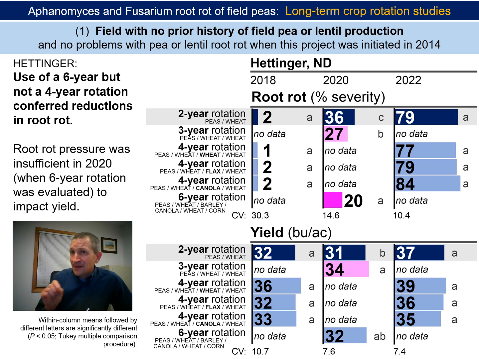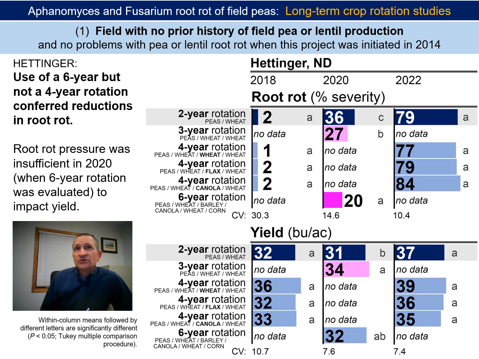We did manage to isolate Aphanomyces in that first year in 2014, but the root rot severity was just at trace levels. And what that does mean is that even a site that's never seen peas before very likely has some trace levels of Aphanomyces, at least here in the Northern Plains.